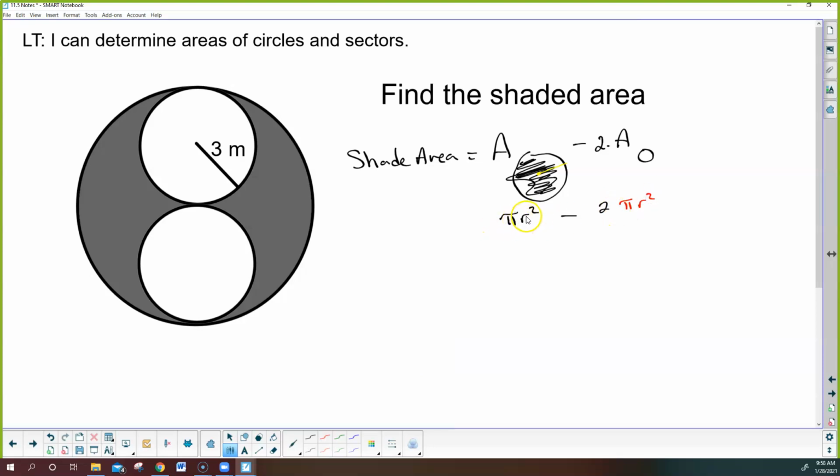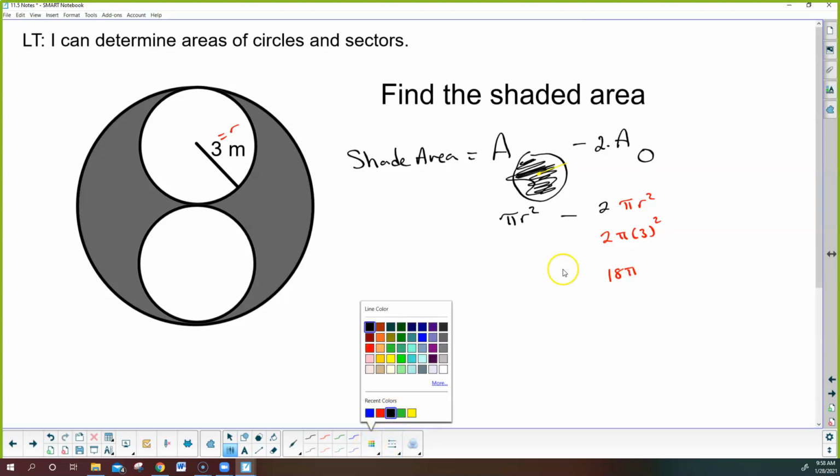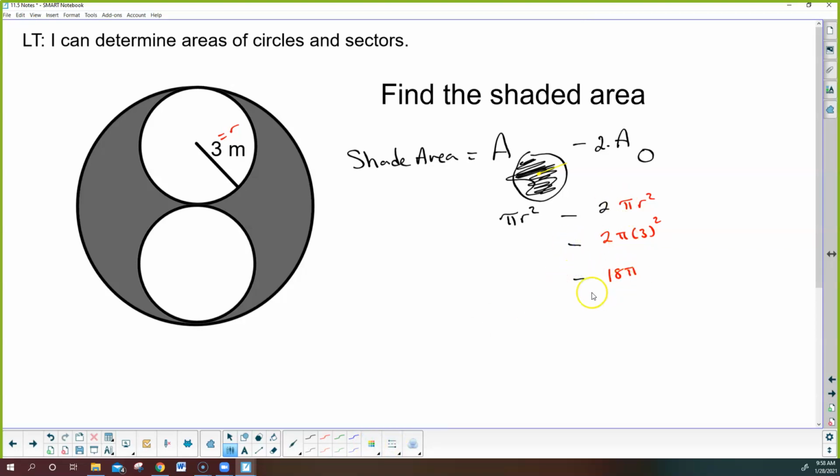Now I should be really careful. This r and this r are 2 different radii, right? The small circle has a radius of 3, so I can do that pretty quickly. I'll plug 3 in, and I get 3 squared is 9. 9 times 2 gives me 18 pi. Notice leaving pi makes this really friendly, and we don't have to deal with decimals.